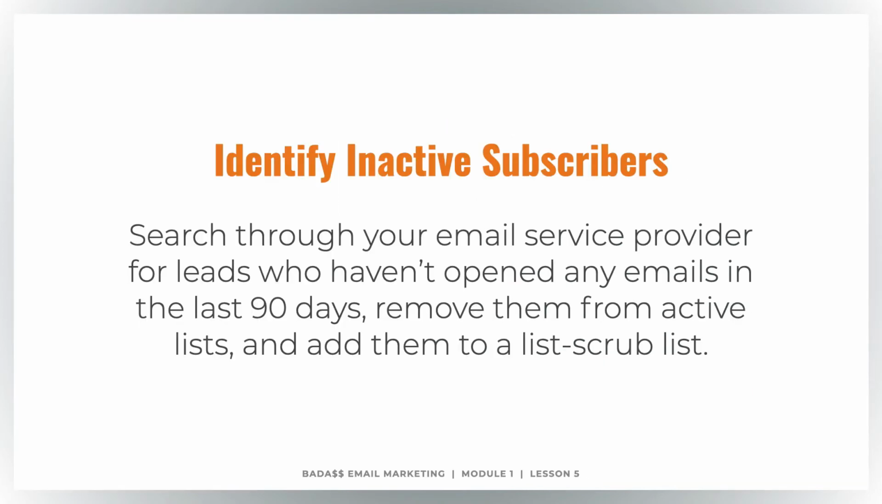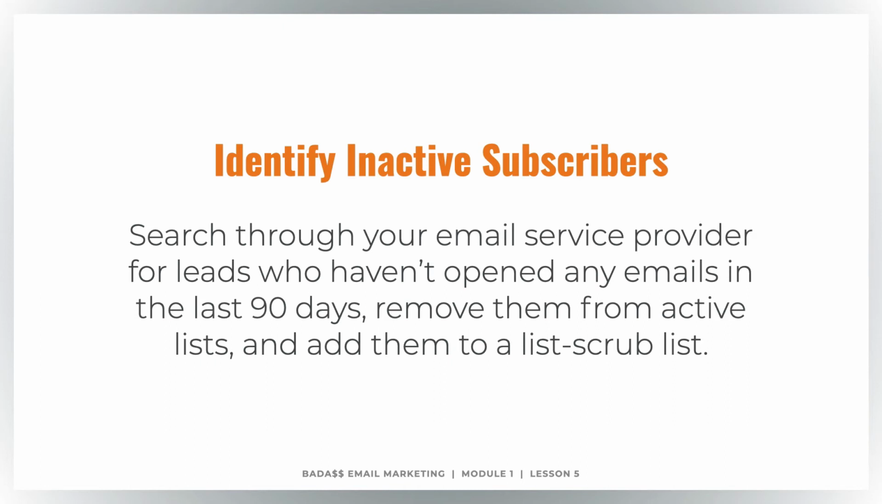So you start by identifying inactive subscribers. This is something you'll have to figure out how to do within your system. Kartra, which I use, allows me to literally check for someone who hasn't opened any emails within the last 90 days, and I can do that. But you're going to have to search through your email service provider and identify everybody who hasn't opened anything in the last 90 days. You're going to remove them from your active email list, so from your weekly list, and then add them to a list scrub list, a list which is for the purpose of doing this list cleaning.